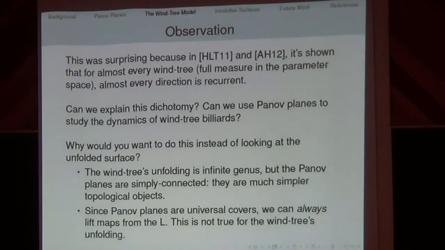And you may ask why we would want to have this alternative way of studying things in the wind tree, and there are two answers to that question. One is that these Panov planes, since they're universal covers of tori, or just universal covers in general, are simply connected. So topologically, they're much simpler objects than that infinite genus unfolding of the wind tree. And since they're universal covers, any map you have on the L, you can always pull back up to a map in this Panov plane.